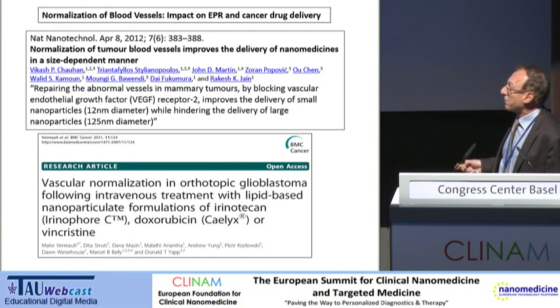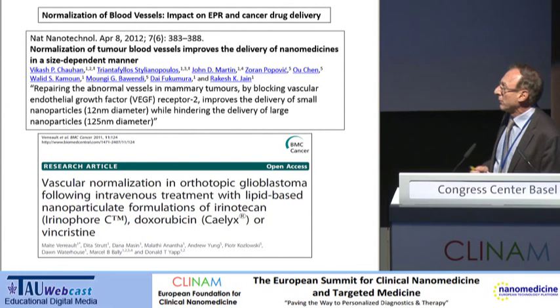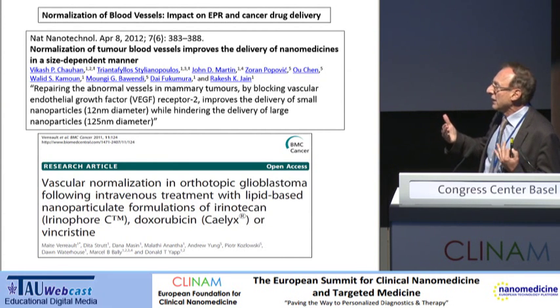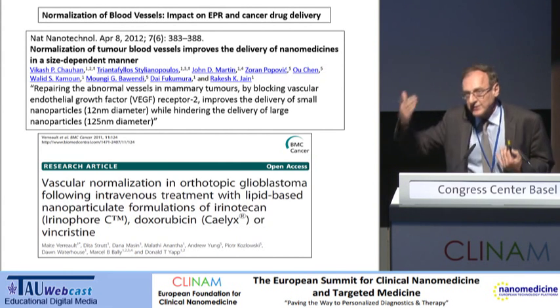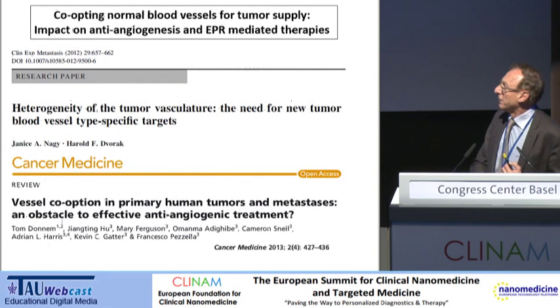And the other thing is that prior treatment with various chemotherapies and even with liposomal chemotherapies can also dramatically reduce the EPR effect by normalizing the blood vessels, such that when you give a second treatment, you may not have the large delivery that you get in an initial treatment.